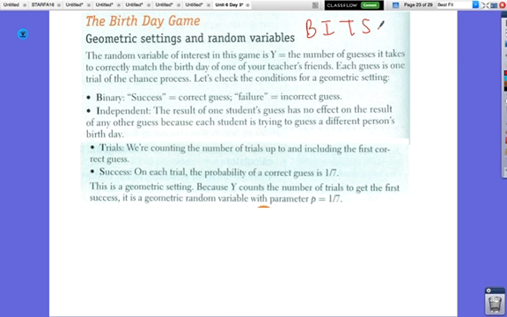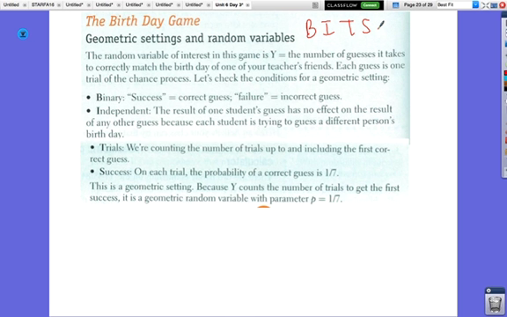And so a success would be a correct guess and a failure would be an incorrect guess. Independent is what your I stands for, and so the result of one student's guess has no effect on the result of any other guess because each student is trying to guess a different person's birthday. Trials, we're counting the number of trials up to and including the first correct guess. And success is your S.